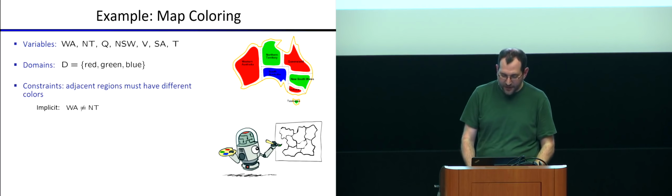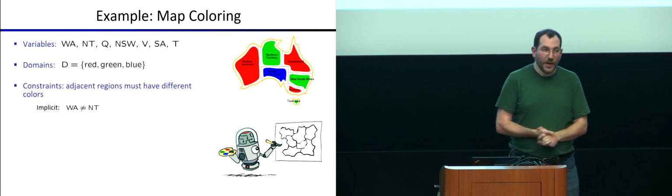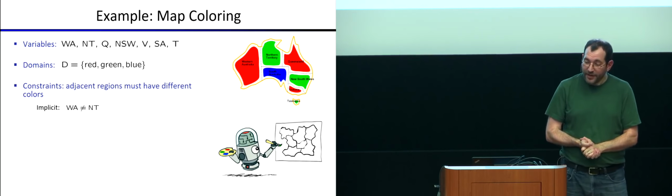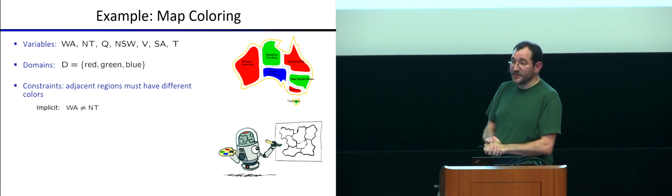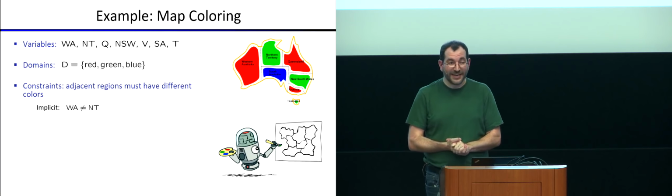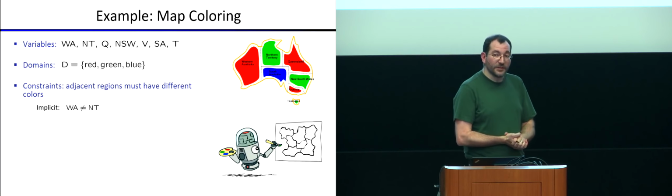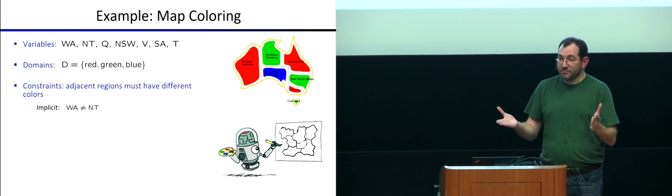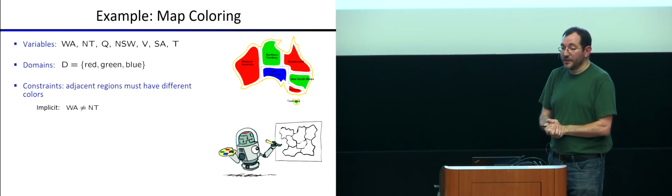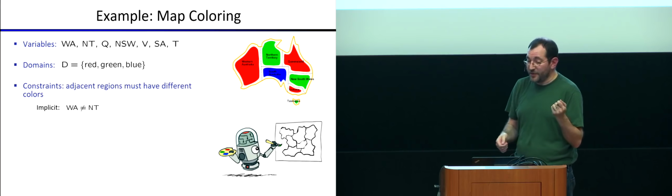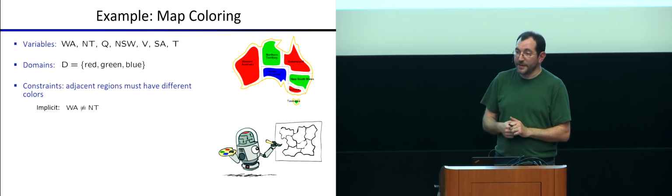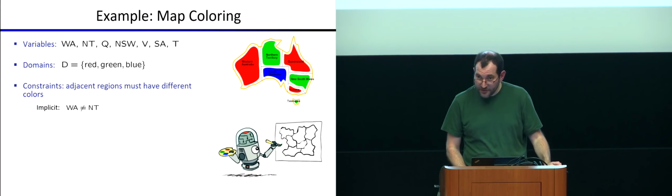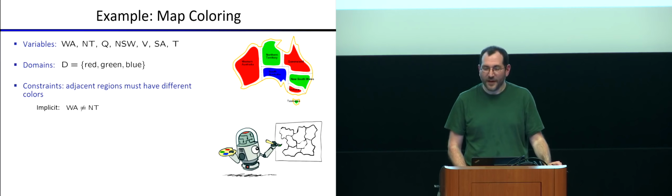How are we going to write that down? Well, we could write them down as what are called implicit constraints. Like we might write WA not equal to NT. Effectively, an implicit constraint is a little snippet of code that you can execute and will tell you whether or not everything's okay or whether or not it's broken. So here's a little snippet of code that looks up the value of WA, looks up the value of NT, and if they're not the same, it says thumbs up. Okay, so an implicit constraint is a piece of code you execute to see if you violated the constraint.